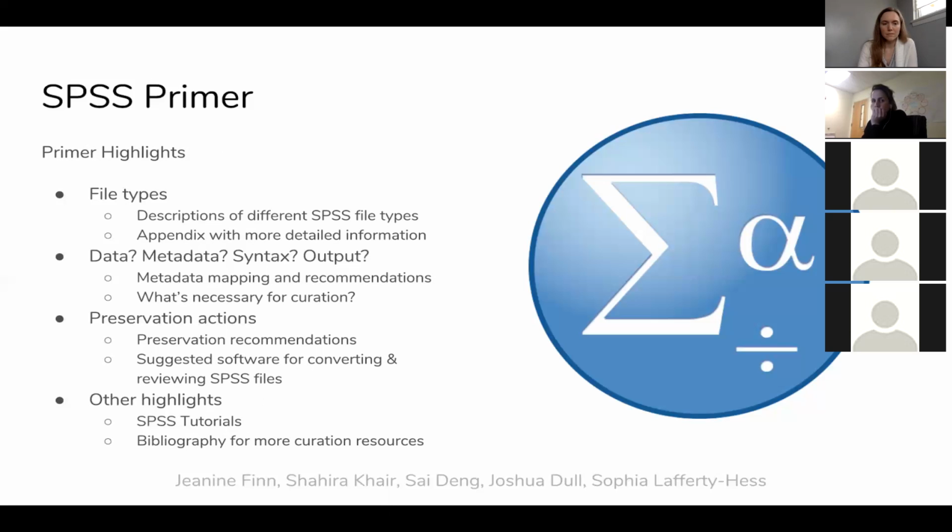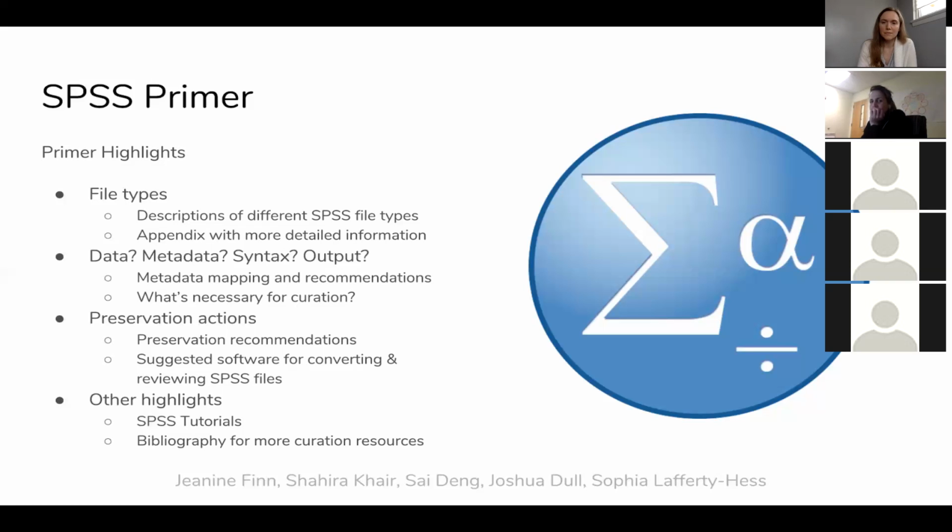But we included an appendix with detailed information about all the different file types that are native to SPSS, so that if you get those other file types, you'll know, oh, this is actually part of SPSS. This isn't some other sort of software or anything. So we focused on the SAV format and the POR.